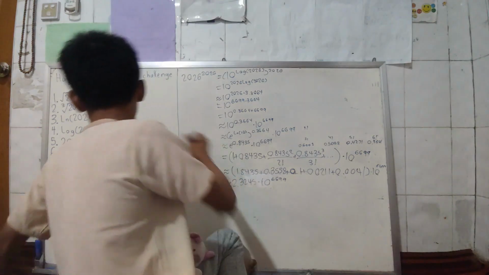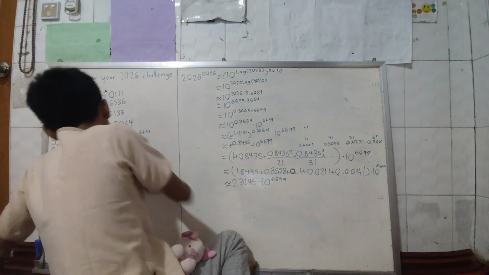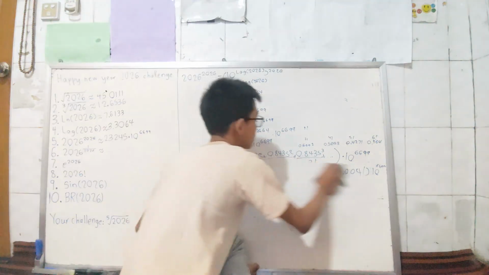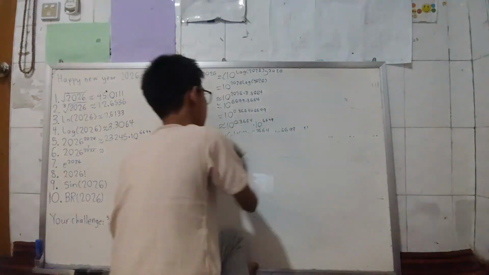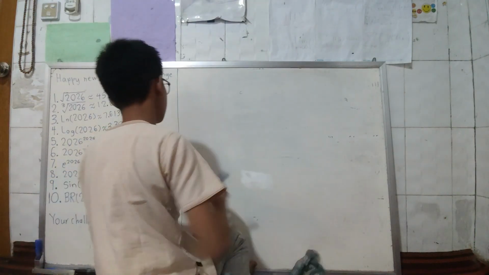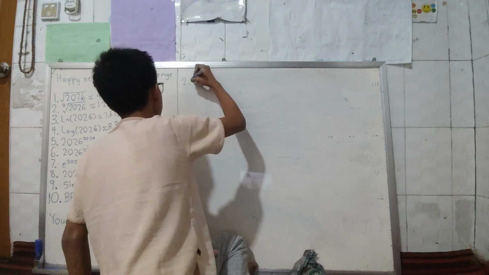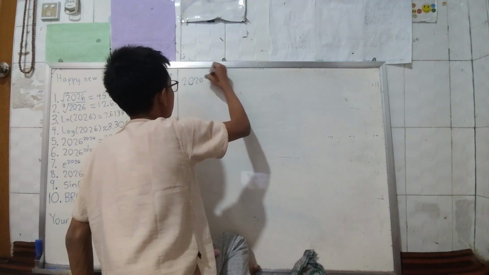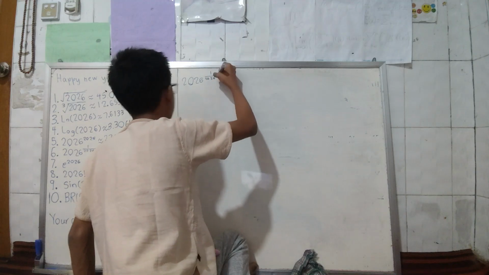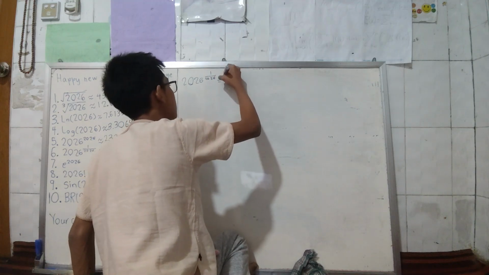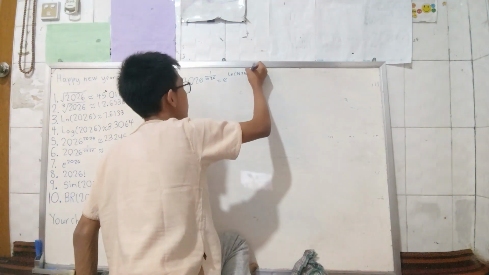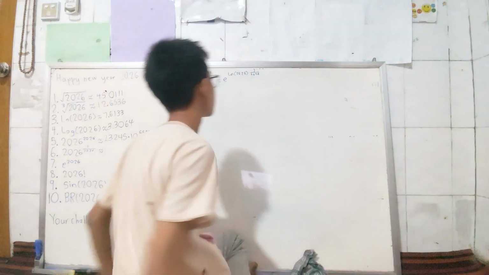So 2026 to the power of 1 over 2026. Oh, that's gonna be a big challenge. So what I'm gonna calculate was 2026 to the power of 1 over 2026, which is e to the natural log of 2026 times 1 over 2026.